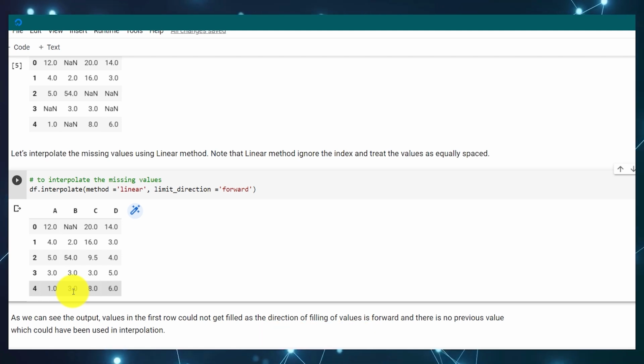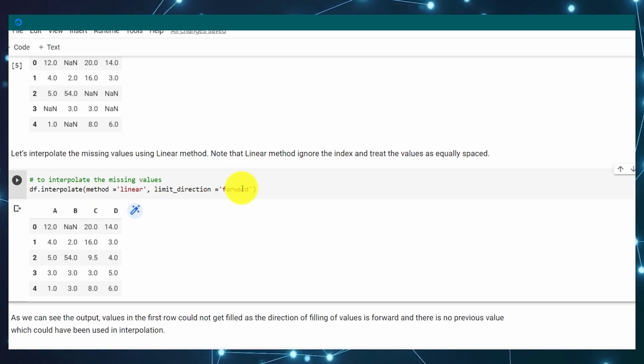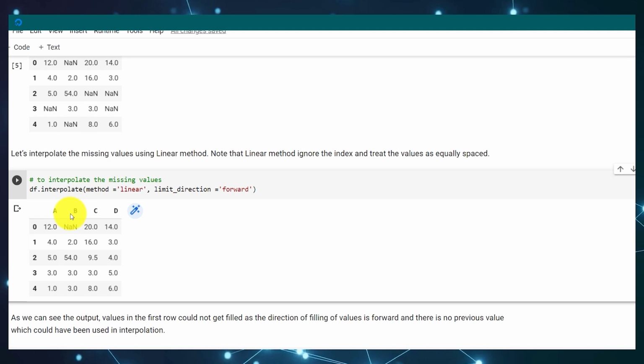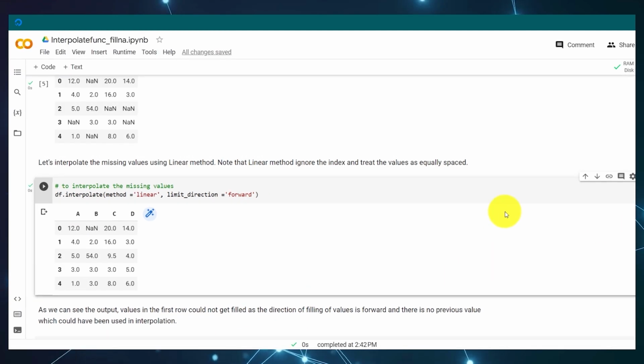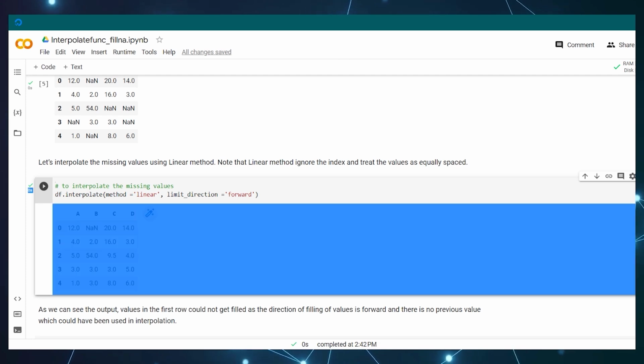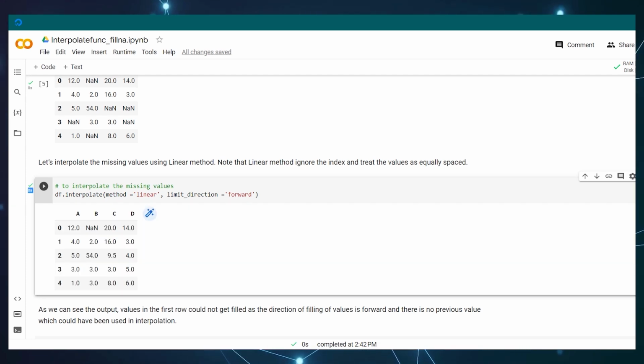But there is one problem. The problem is this interpolate function is taking the limit direction forward, and that's the reason it's not able to handle this particular NaN value. Now what can we do? We can use the other one. See, one more example.